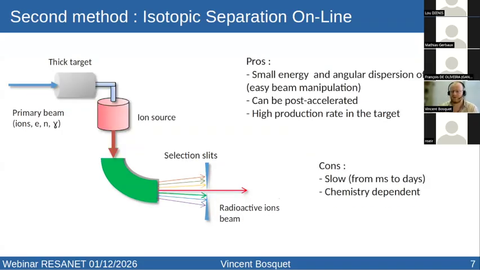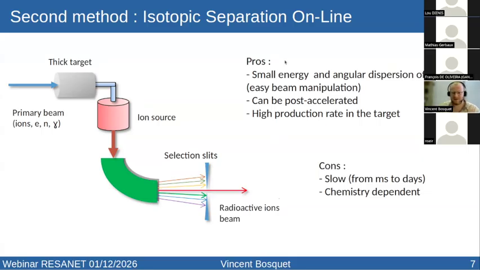And the second method, which will be the topic of this talk, is the ISOL method. ISOL stands for isotopic separation online. In this method, you use a primary beam that could be made of ions, electrons, neutrons, or gammas. You send them onto a fixed target where a lot of nuclear reactions will happen. The radioactive nuclei will then be extracted from the target and transported through a transfer tube inside an ion source. The radioactive atoms will then be ionized and separated using, for instance, a magnetic dipole, and you will end up with a radioactive ion beam.